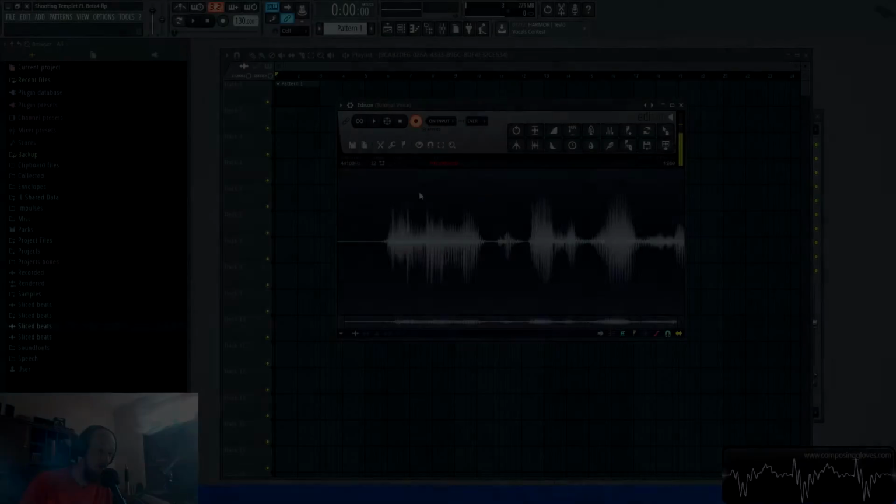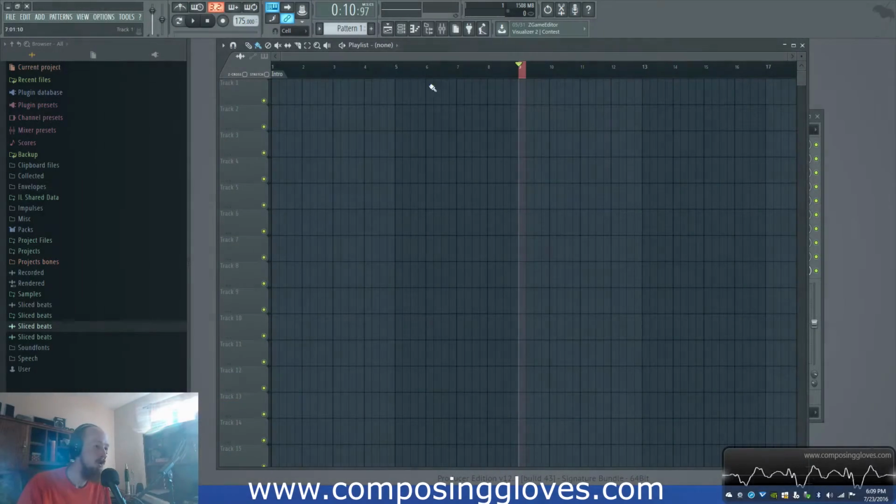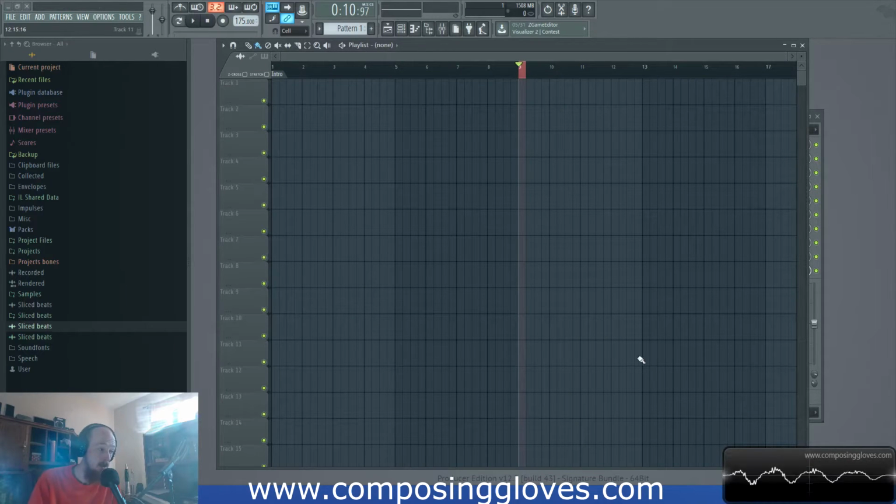Hey, Composer Gloves here, and today we're going to be talking about form and structure in drum and bass. So, let's get started. Now, what are you talking about, form and structure? What does that really mean? Does it mean there's one formula?